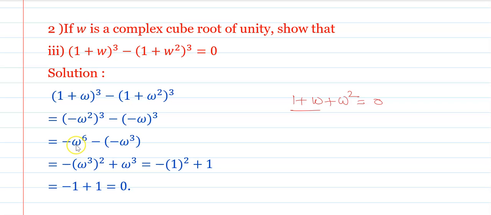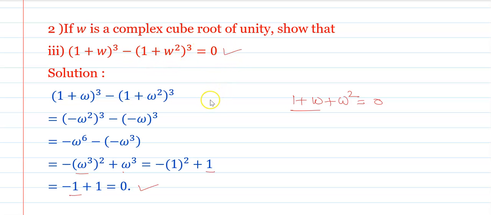But ω⁶ can be written as (ω³)². But ω³ is 1. 1 squared. म्हणजे किती आला तर 1 आला. Okay. Overall, you will get 1. ω³ is equal to 1. Minus 1 plus 1, overall you will get 0. And hence, the value of (1 + ω)³ − (1 + ω²)³ is equal to 0.